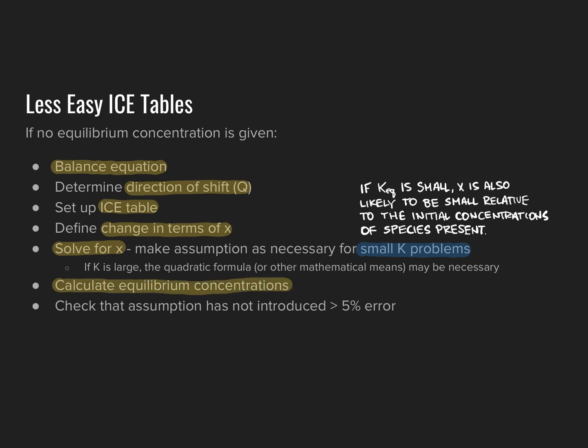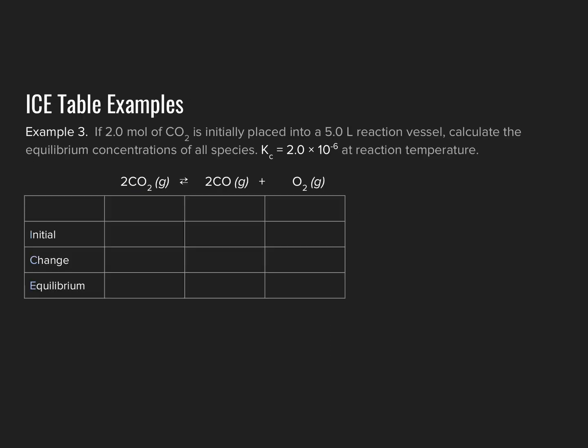If you happen to use any mathematical assumptions to simplify your work along the way, you need to check and prove that those assumptions are valid by not introducing undue error into your calculations, generally an error greater than 5%. Now, hopefully all of these steps look at least somewhat familiar to you from last year, but if not, that's okay, because we're going to definitely do some example problems over our next unit that will help to reintroduce this idea. So let's move on to look at a hard ICE table example problem on our next slide.